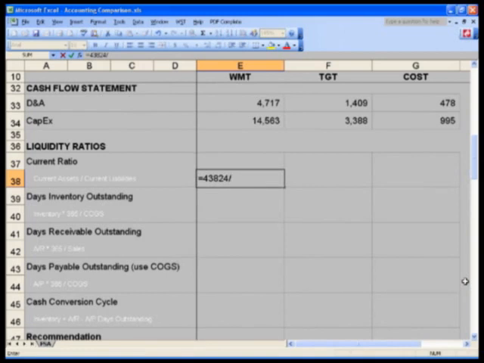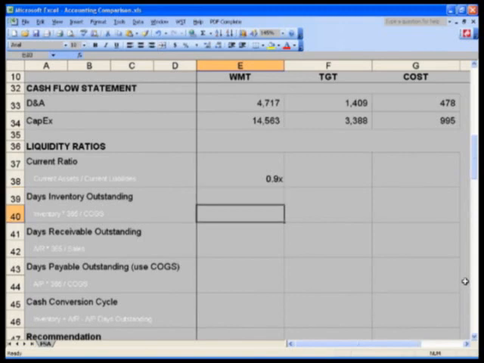Now, I'm going to retype the numbers here, even though I could redo the formulas. But for your sake, I'm going to show you the numbers, how you would have actually calculated on an actual calculator. For current ratio, recall our current assets was equal to 43,824. 43,824, and now I'm going to divide that by my current liabilities. Current liabilities from your inputs on top was 48,826, and you should have a current ratio of 0.9 times.